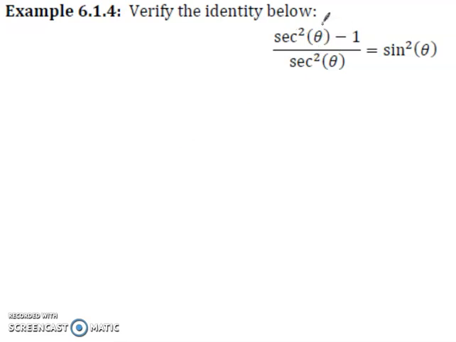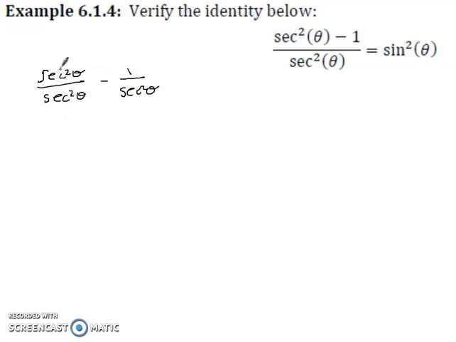So I'm trying to verify that this left fraction is equivalent to sine squared of theta. So I'm going to start, since sine squared theta is not a fraction, I'm going to try and simplify this as far as I can. So I can do that by splitting up my fraction into secant squared theta over secant squared theta minus 1 over secant squared of theta.